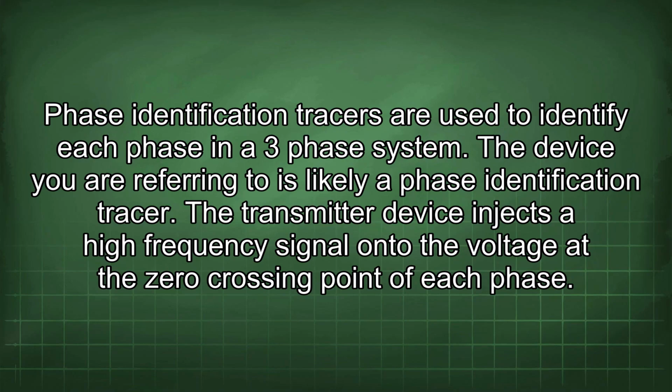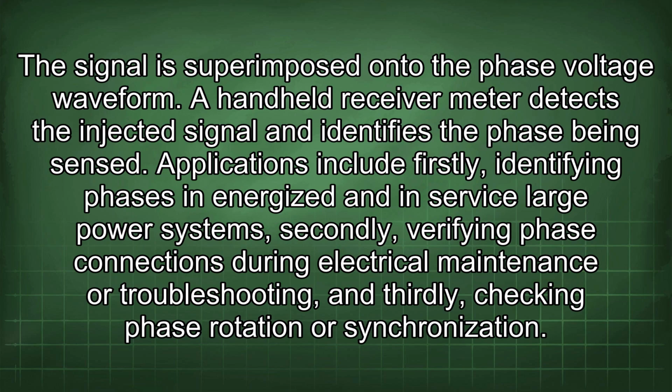Phase identification tracers are used to identify each phase in a three-phase system. The device you are referring to is likely a phase identification tracer. The transmitter device injects a high-frequency signal onto the voltage at the zero crossing point of each phase. The signal is superimposed onto the phase voltage waveform. A handheld receiver meter detects the injected signal and identifies the phase being sensed.